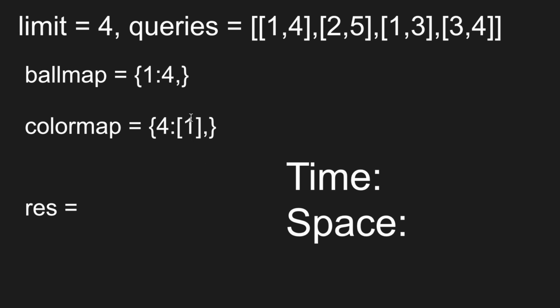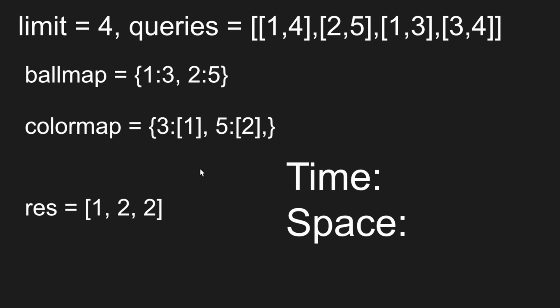For the first query, ball 1 will have the color 4. So color 4 is linked to ball 1. So we currently have 1 distinct color. After the second query, 2 now has the color 5, so we have 2 distinct colors now. After the third query, 1 now has the color 3, and the color 3 is linked to 1, so we deleted the color 4. So there are still 2 distinct colors. Now after the last query, ball 3 has the color 4, so now we have 3 distinct colors.